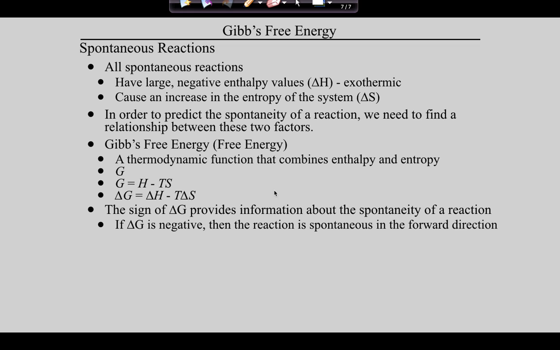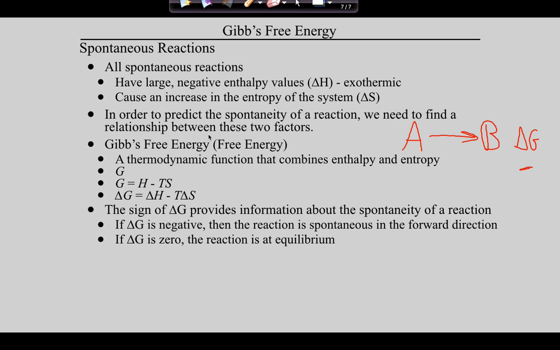But guys, notice the way we say this. The reaction is spontaneous in the forward direction. You can also hear some people say it is spontaneous in the direction written. So guys, fundamentally what that means is this. A is turning into B, and if delta G is negative, A turns into B all on its own. You understand that? Okay.